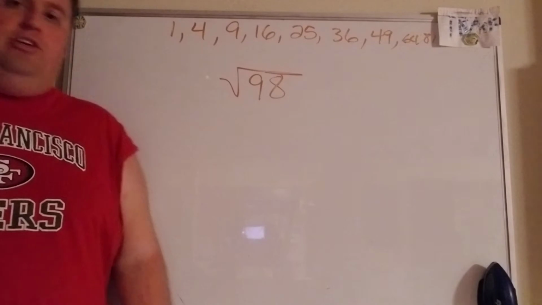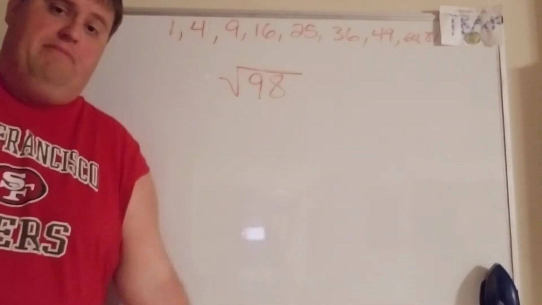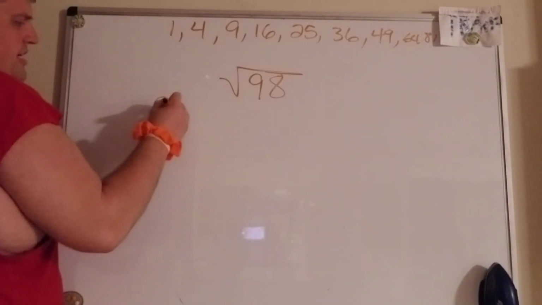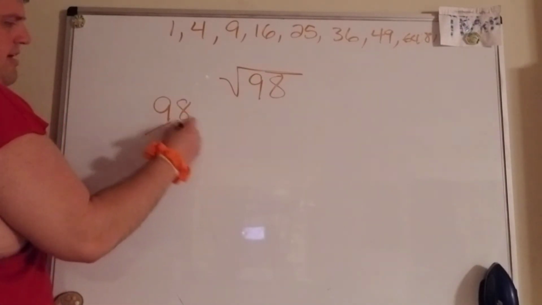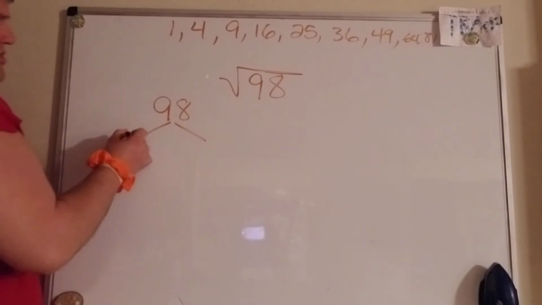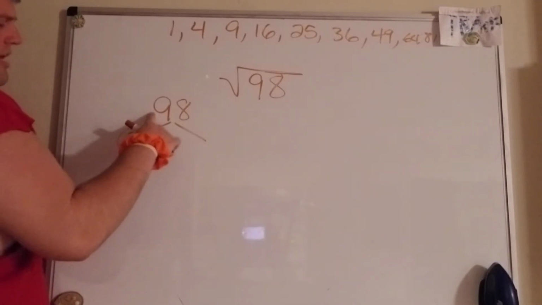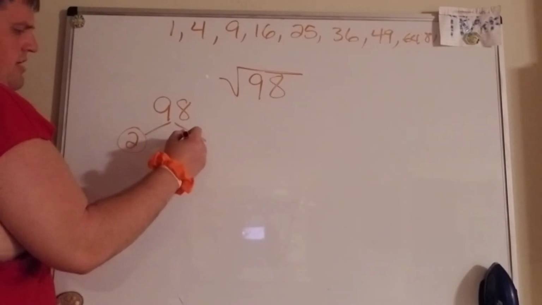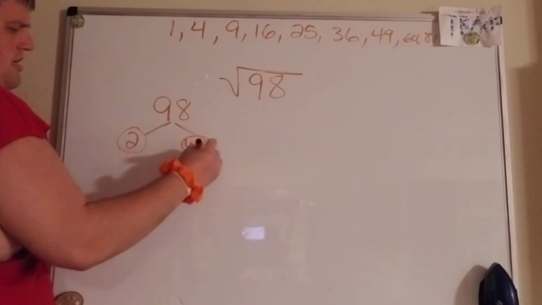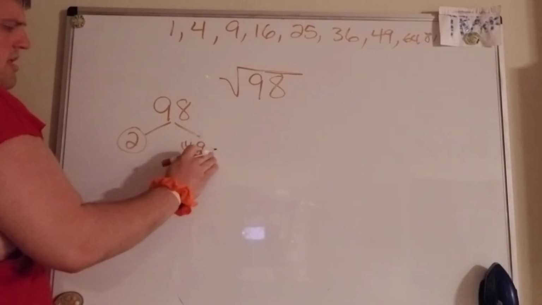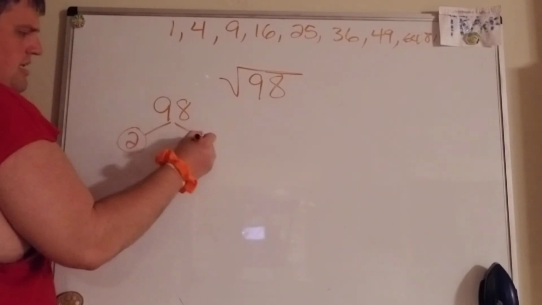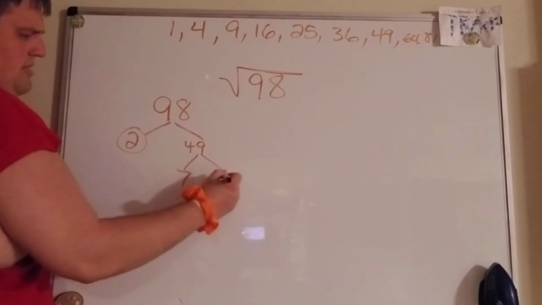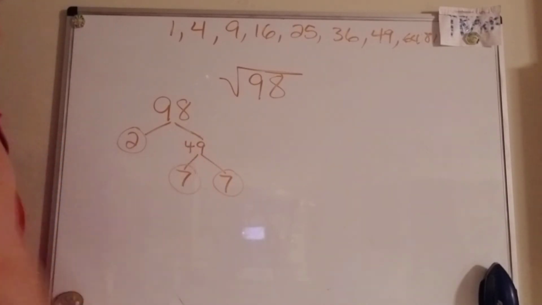Right? And if you're not sure which perfect square goes into 98, you can always use your factor tree, right? And we can do the prime factorization. So 2 goes into 98. That's going to be, what? 49. Oh, 49 is not prime. And 49 is 7 times 7. And those are prime, right?